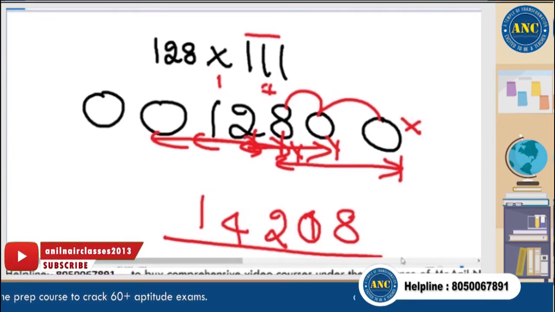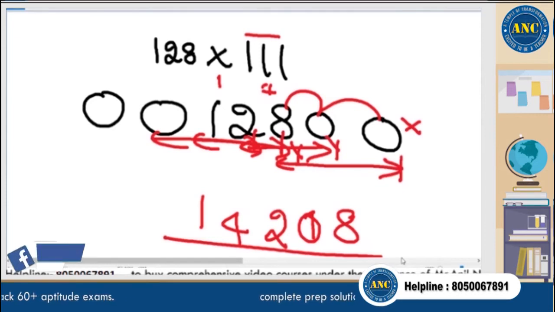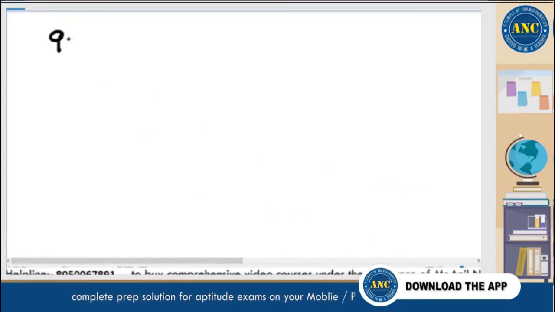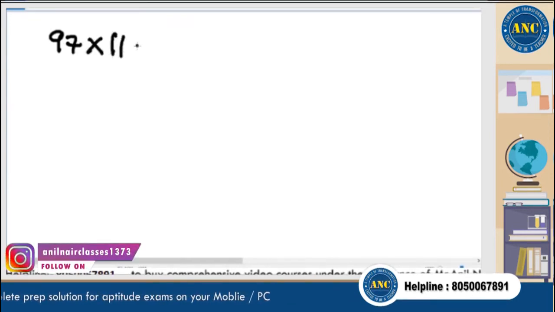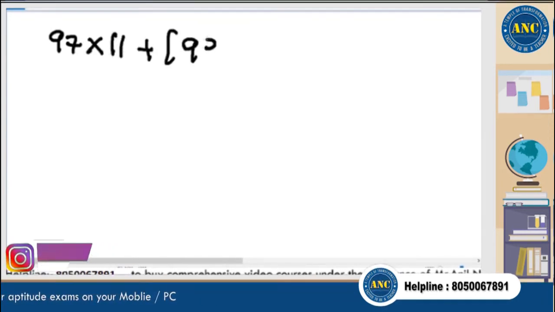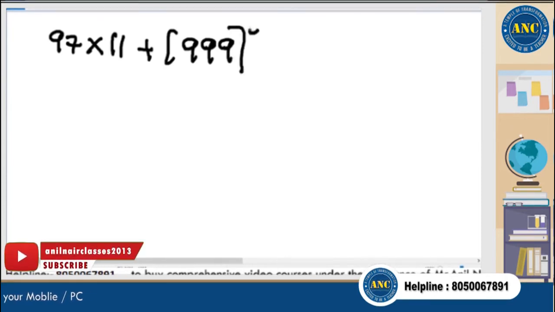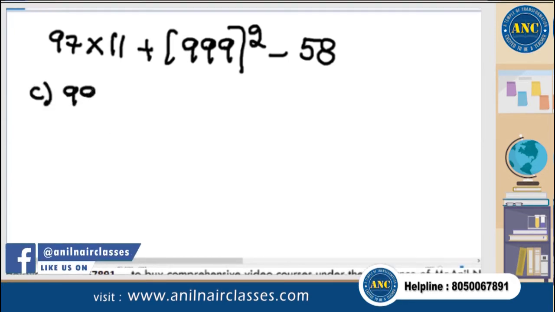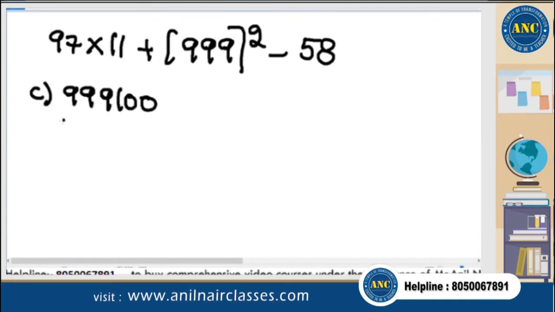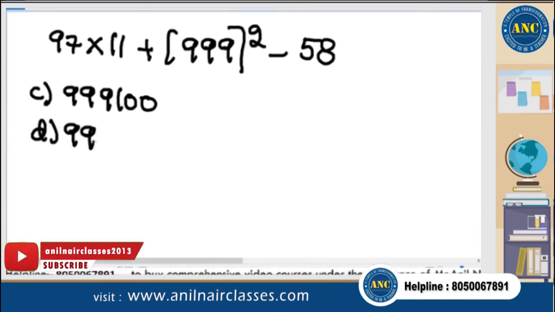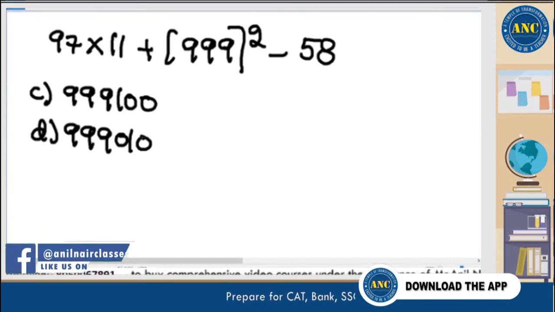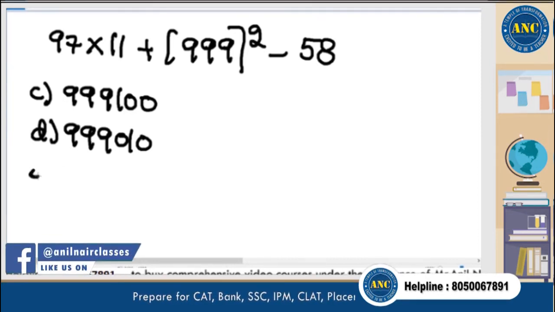Let us get back to our question. Please write down, sir. There could be more than one answer option. I just wrote one answer option, but answer options will not always be the same. We should know all the approaches. Where we are stuck with C. C option is 999100. D option is 999010. We are stuck with this. You can also keep one more option.